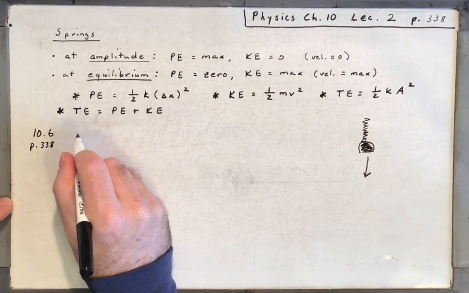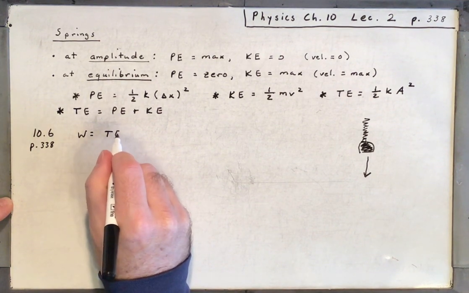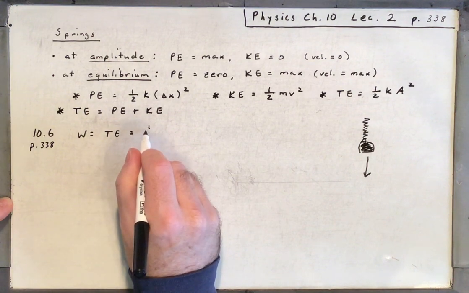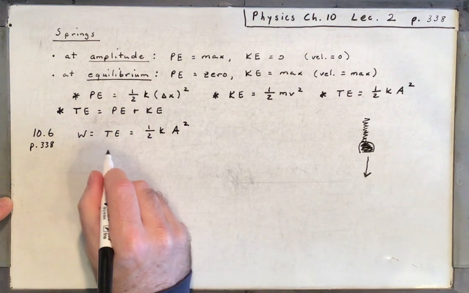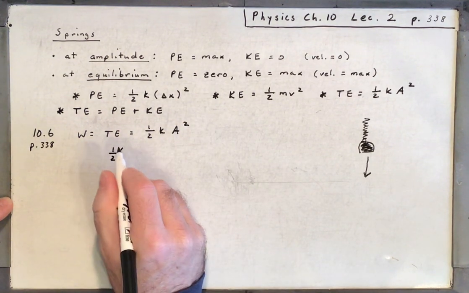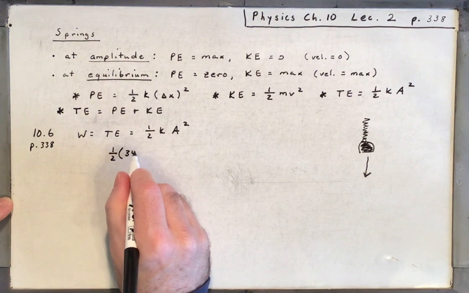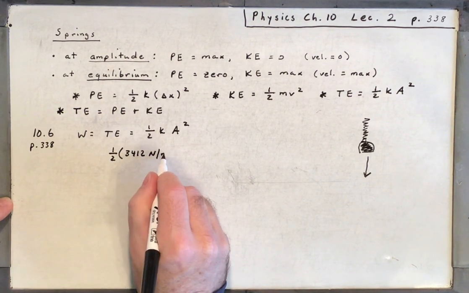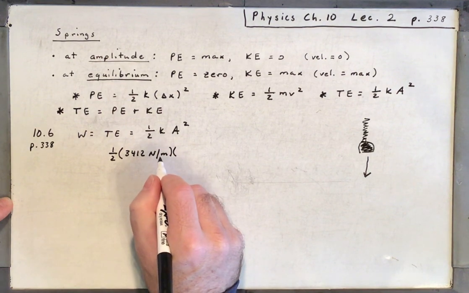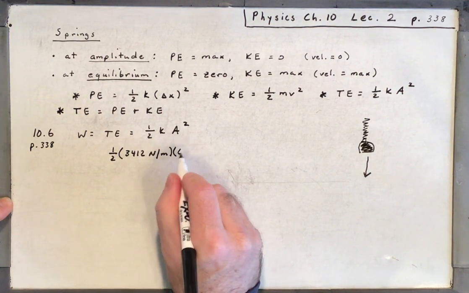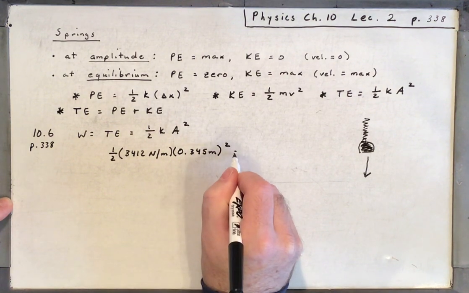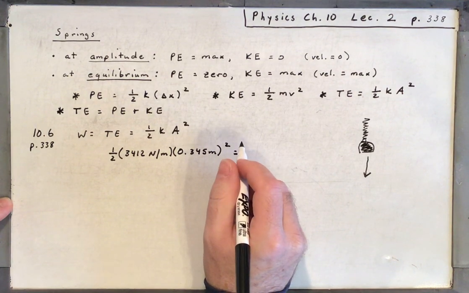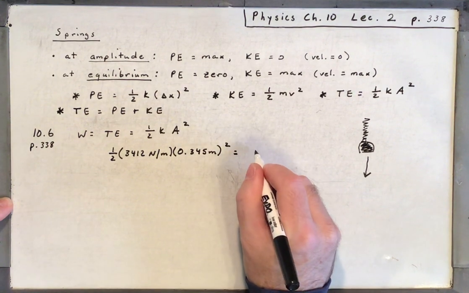So work is total energy. That's just going to be 1/2 k times the amplitude squared. So that would be 1/2, k is 3,412. That's a really strong spring. And then the distance, we're going to need to put that in meters, so that'd be 0.345 meters. And then don't forget to square it. That's an easy thing to forget. So that's going to be 203.1 joules.